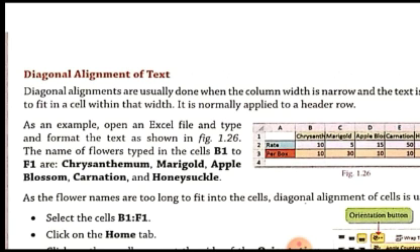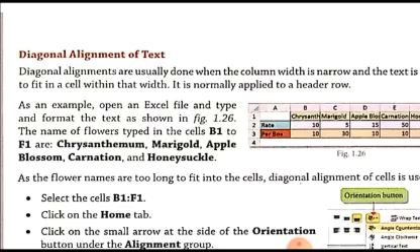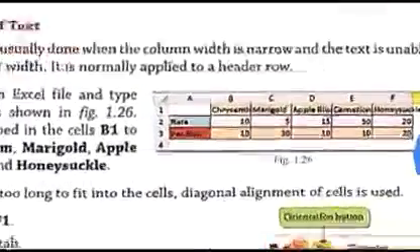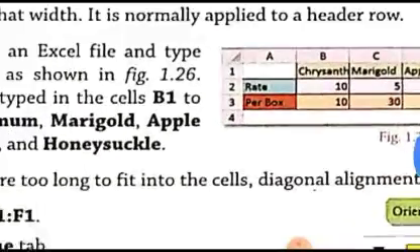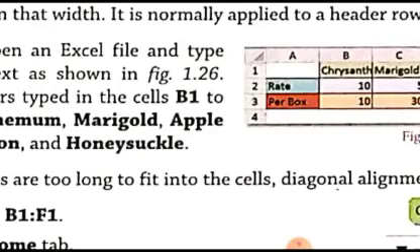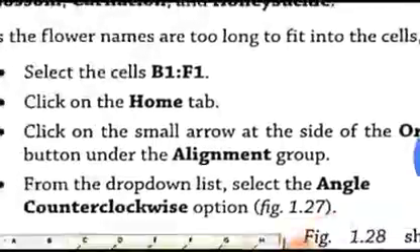There is a flower chart here. We are going to apply diagonal alignment here, because the names are very long. You can see in the figure also, these names are not properly fitting within the cells. That is why we will apply diagonal alignment here. What does diagonal alignment do? It will align the text at a particular angle, in an angular direction. It will not do that vertically or horizontally, but in a diagonal direction at some particular angle.